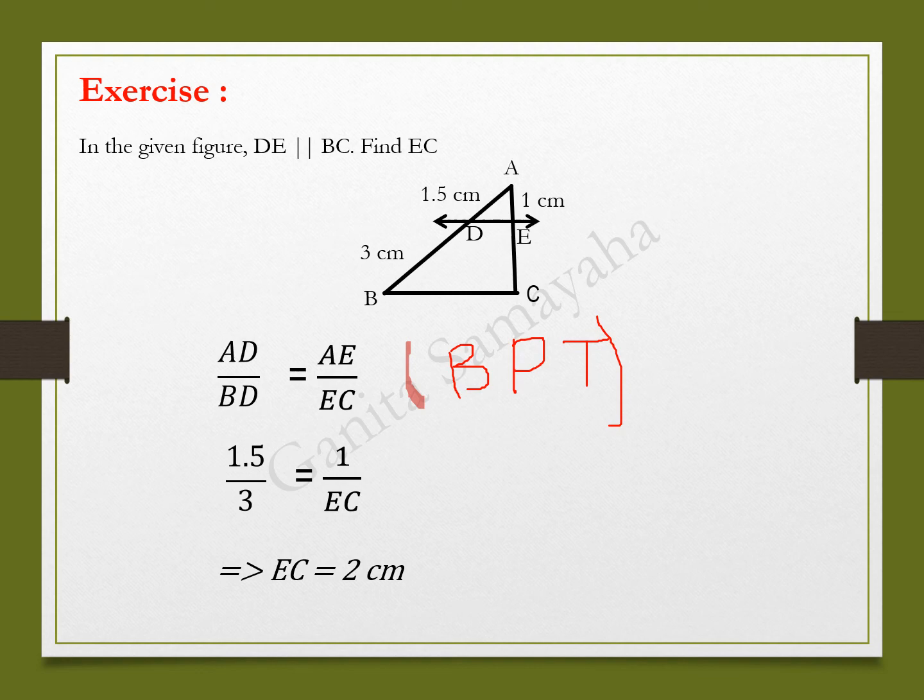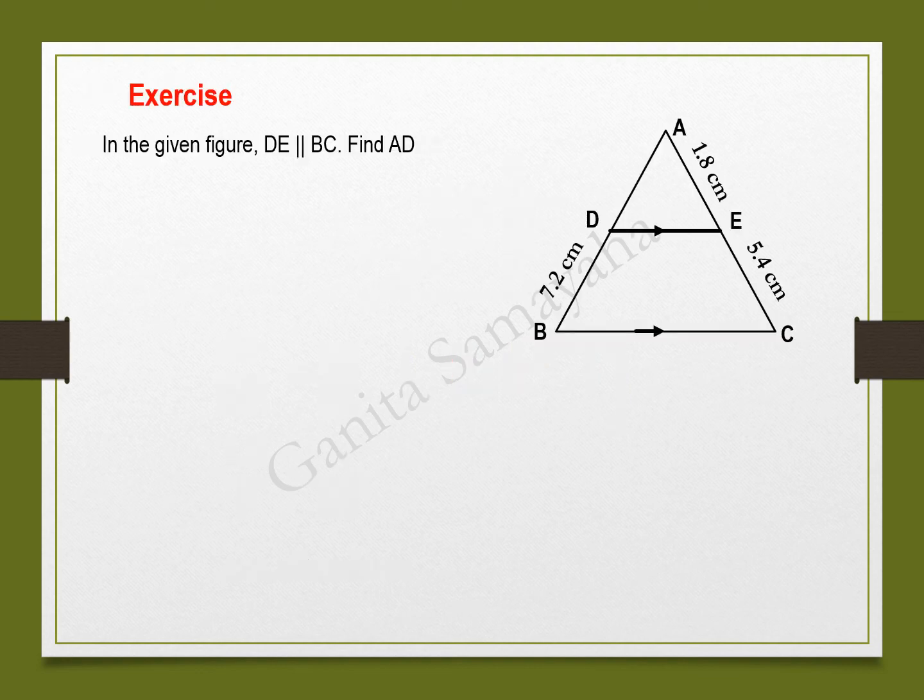So let us look into one more problem, children. Yeah. Here you are given a figure in which DE is parallel to BC. You are asked to find AD. Very easy, isn't it? Our BPT has helped us. So from triangle ABC, DE is parallel to BC. So we have, yes, I'm sure all of you know how to do it now. AD by BD equal to AE by EC.